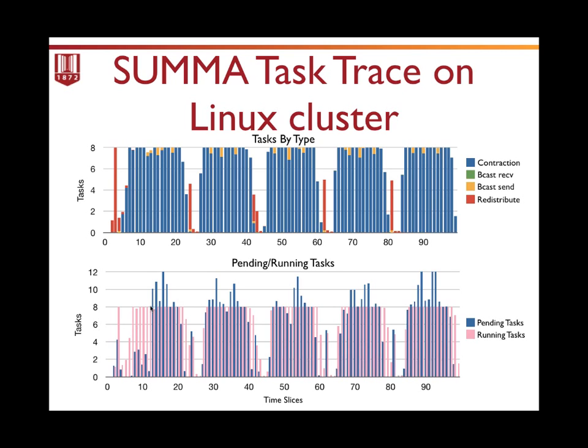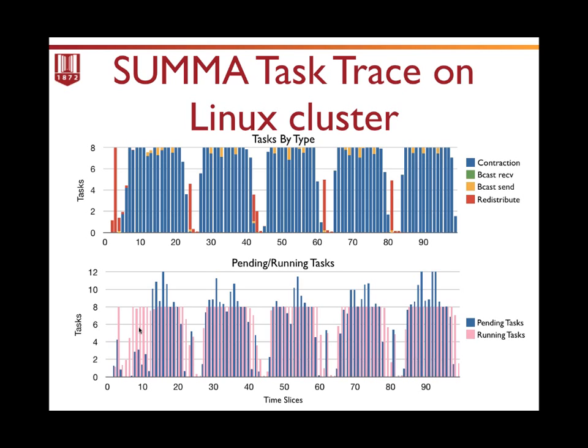This bottom chart is similar to the top chart, except I'm just showing the number of running tasks versus the number of pending tasks, how many tasks are ready to run but not actually running. So again, you can see that the number of tasks running at any given time when doing the matrix multiply is very close to 8 for the entire time. And as long as we keep this blue line, which is the pending tasks, above 0, then we will have basically full speed for our matrix multiplies.